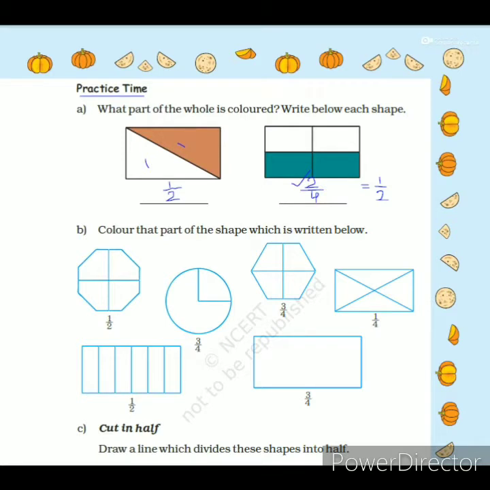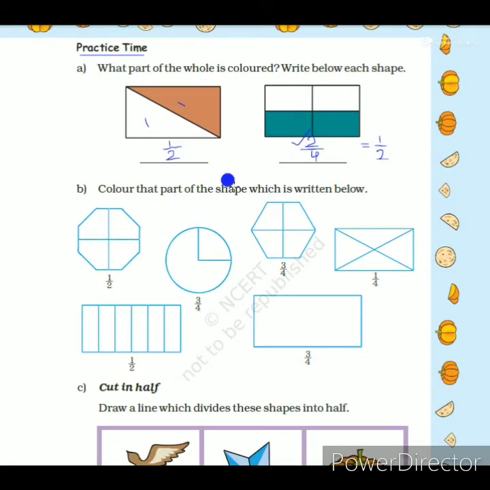Now question B. Color that part of the shape which is written below. Here we have been given 6 different shapes divided into different parts, and we are required to color the given fractions. The first one we have to divide into half. Total how many parts are there? 4 parts are there. Out of that, half we have to color. So how many parts do we have to color? 2 parts we have to color. I will show you.